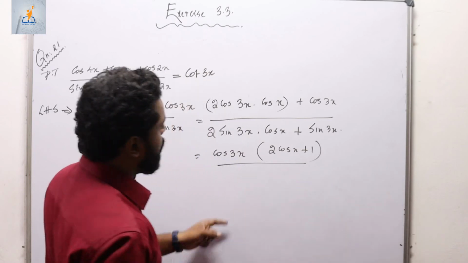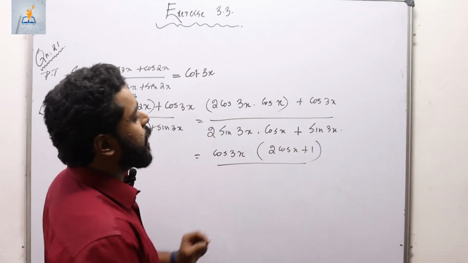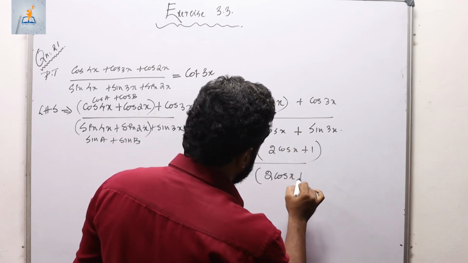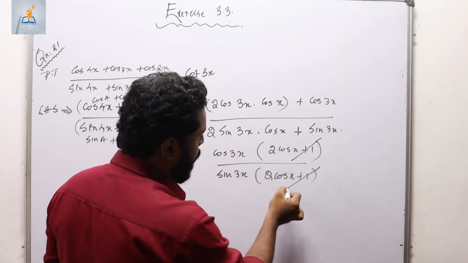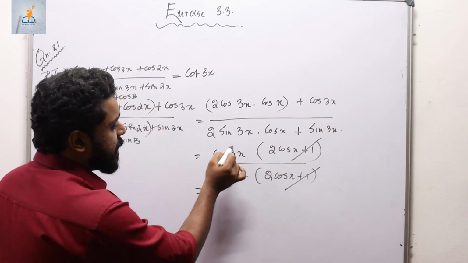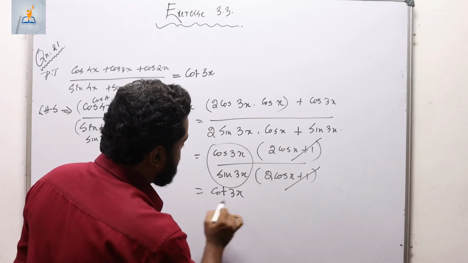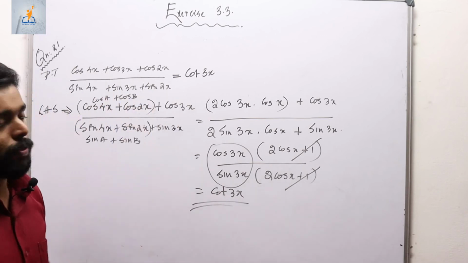Again from the denominator we can take sin 3x as common. So sin 3x into (2 cos x plus 1). As you can see, this (2 cos x plus 1) divides to 1 and what remains is cos 3x by sin 3x. It is equal to cot 3x. Hence the result is proved.